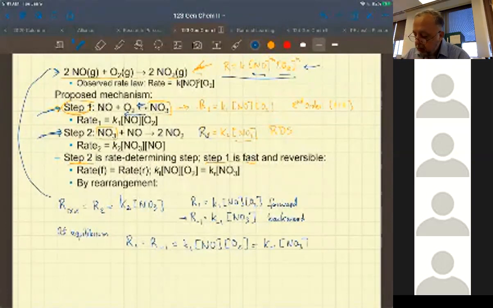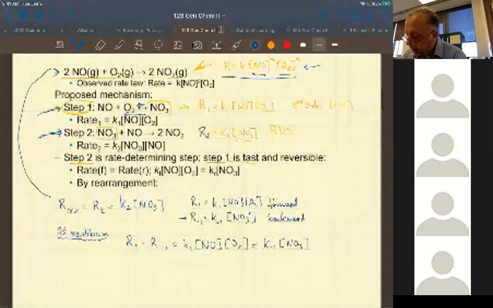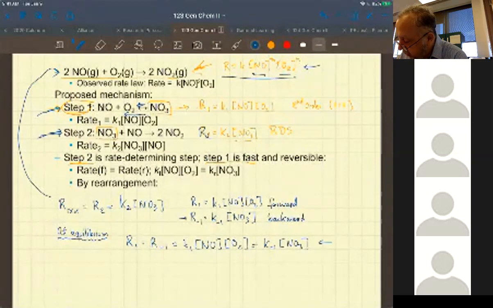So by recalling the equilibrium, what I'm doing is generating an equation now for the concentration of NO3, based on the concentration of NO and O2, which are the reactants. Which means that now I can solve for the concentration of NO3, which I want to get rid of. So this will be like a substitution. When you have two simultaneous equations and you substitute one term into the other, that's exactly what we're going to do.